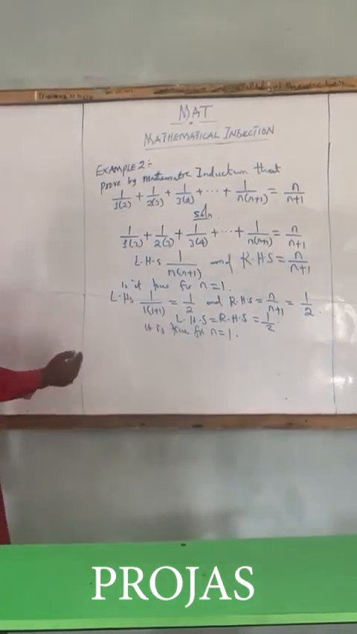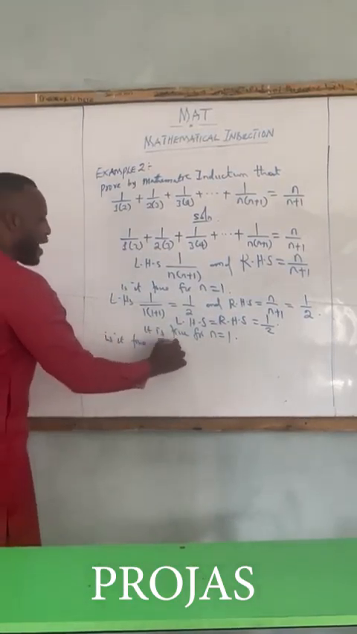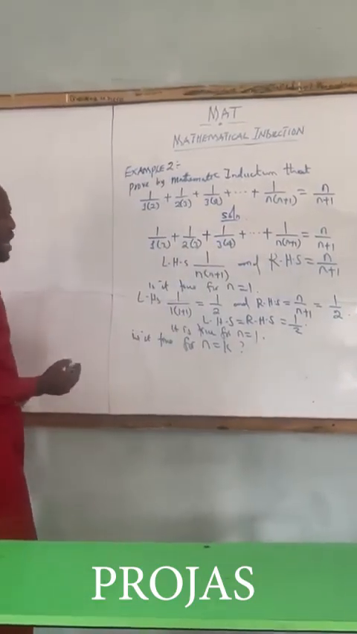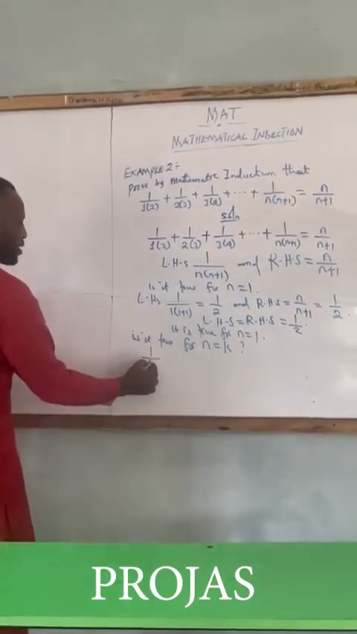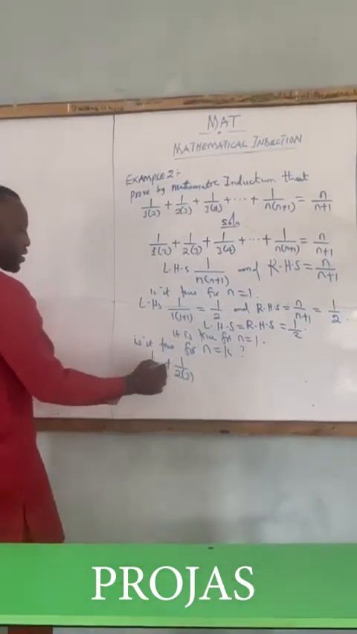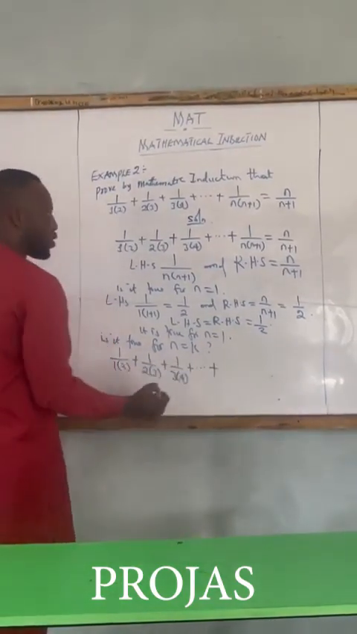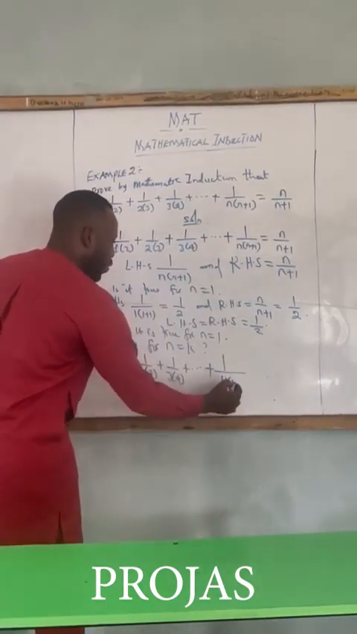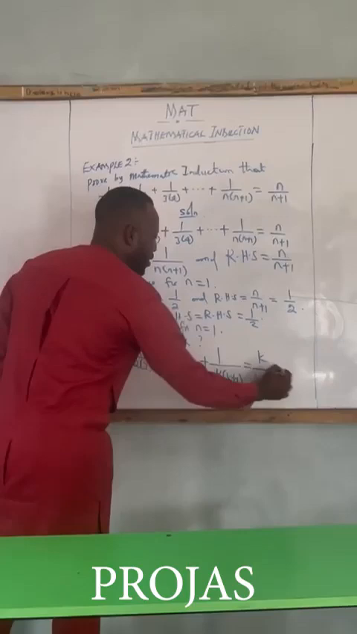So we take the second step. Is it true for n equal to k? This is our mathematical statement. Wherever we have n, we just replace it with k. That will be 1 over 1 multiplied by 2 plus 1 over 2 multiplied by 3 plus 1 over 3 multiplied by 4 plus dot dot dot plus 1 over k into k plus 1 equals k over k plus 1, equation 1.